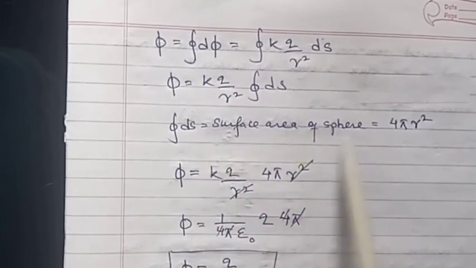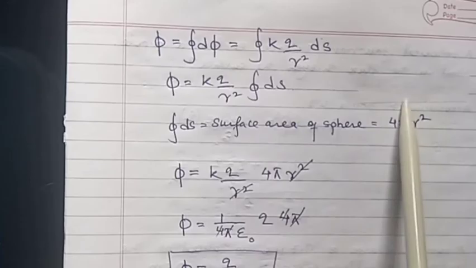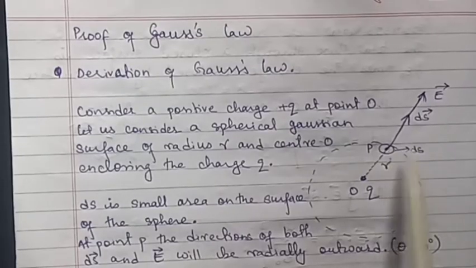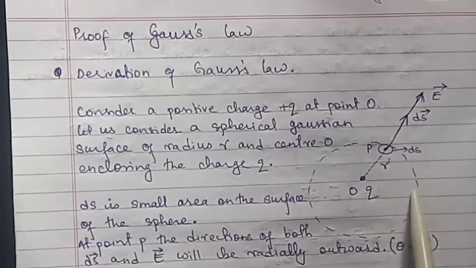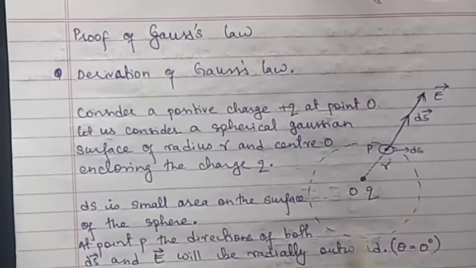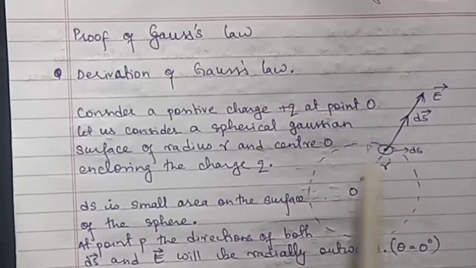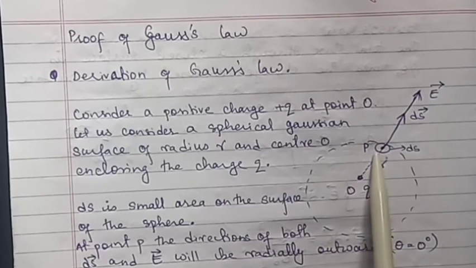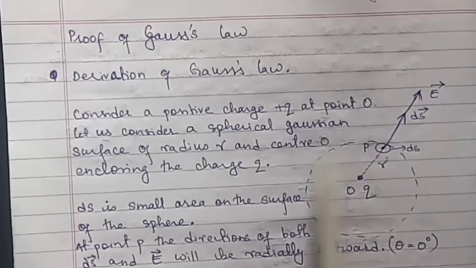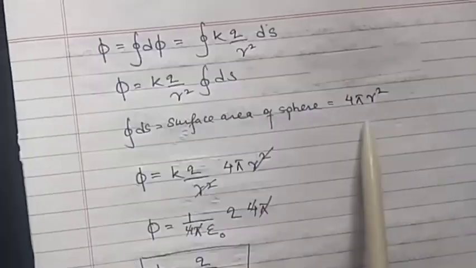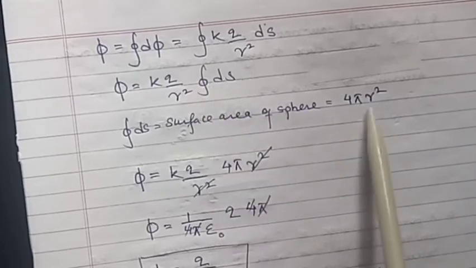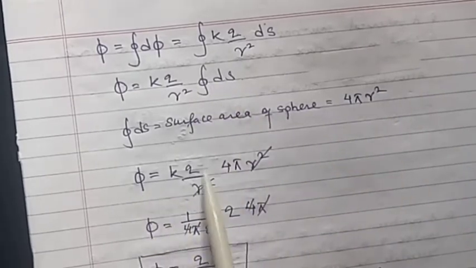And surface area of the sphere is 4 pi r square. So out here you can see, if we consider all small area throughout the sphere, then we get the surface area of sphere. That is why I am writing integration of dS is surface area of the sphere. If you put dS is equal to 4 pi r square out here, then you will get this.